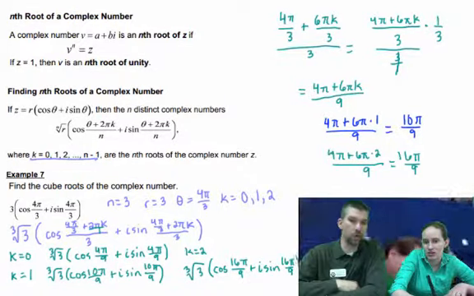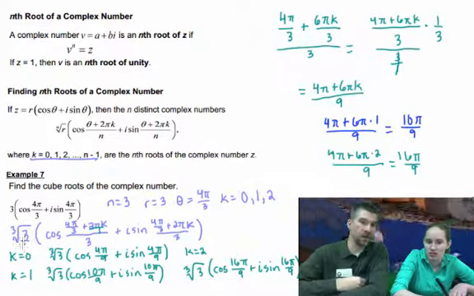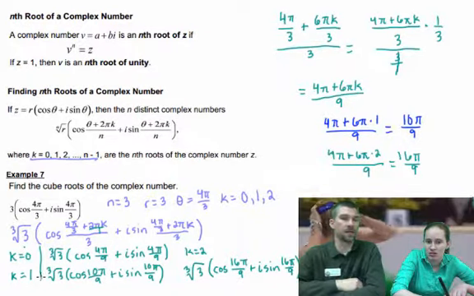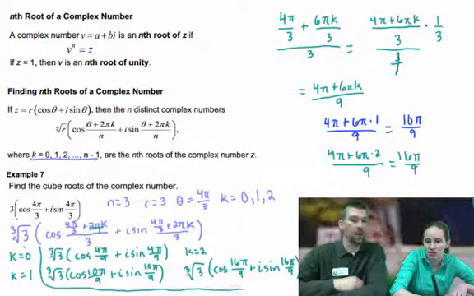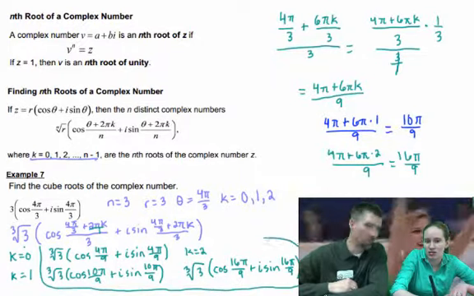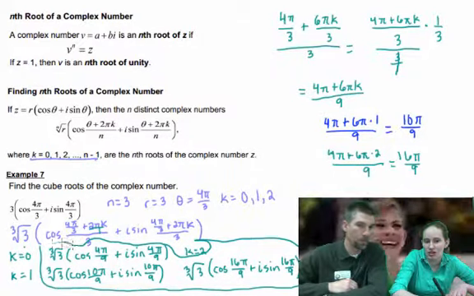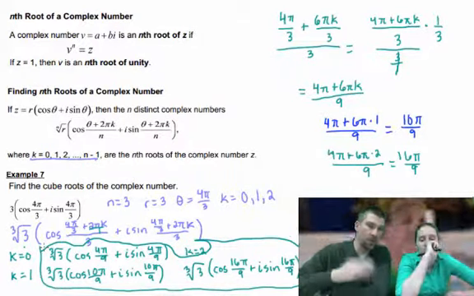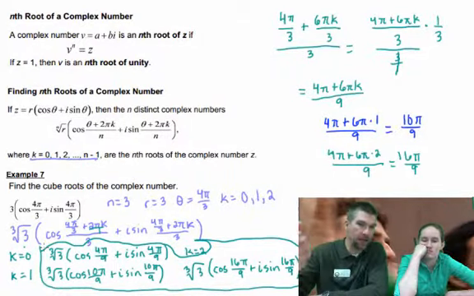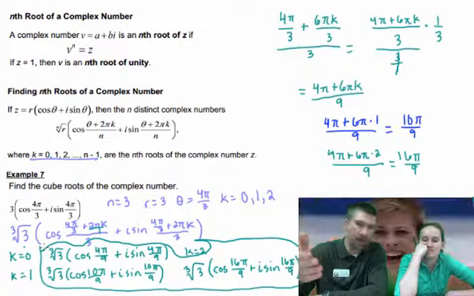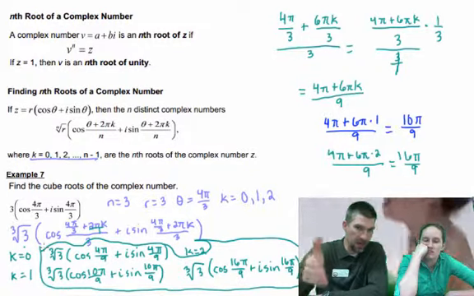This is your cube root of the complex number, 3 cosine 4 pi over 3 plus i sine 4 pi over 3. Now, do you want to know how you can check yourself real quick? There's a real quick, easy check to see if you've gone the right direction. We started with 4 pi over 9, then we got to 10 pi over 9, and then we got to 16 pi over 9.